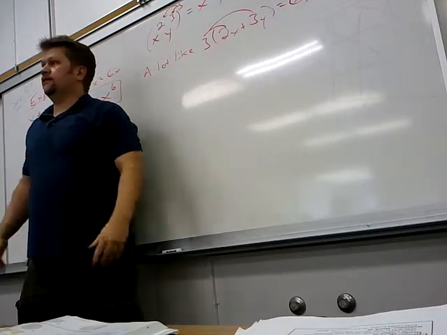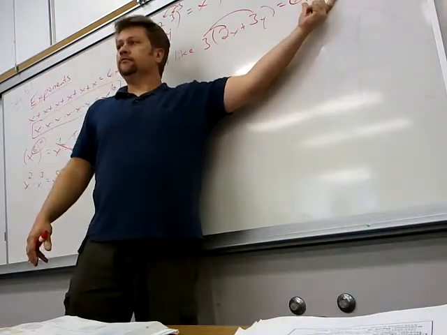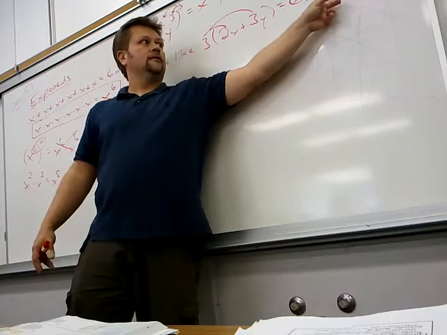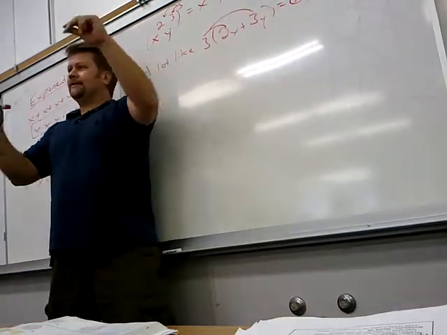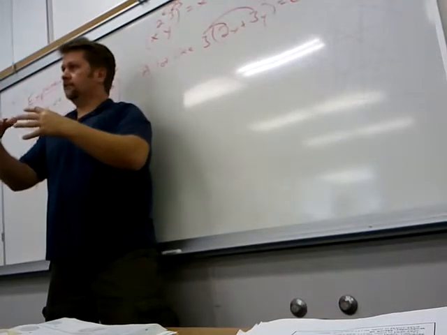All right, I got 6 x's and 9 y's. I can't combine them. Can I put those together? No. They're not like terms. So with exponents, I need like bases to be able to accumulate them, right?